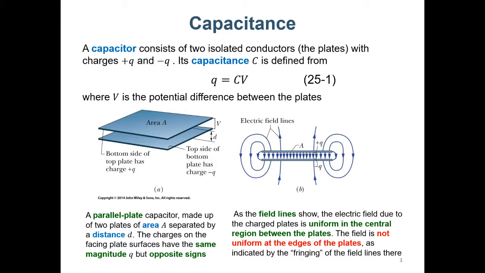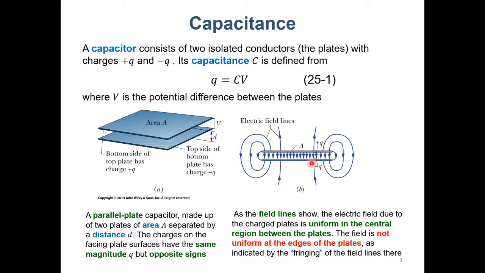A capacitor consists of two isolated conductors. Here it is two plates with charge, positive Q and negative Q. The capacitance is defined from the charge equals the capacitance times the voltage across it. The voltage may come from a battery.